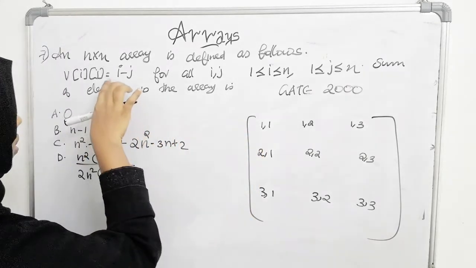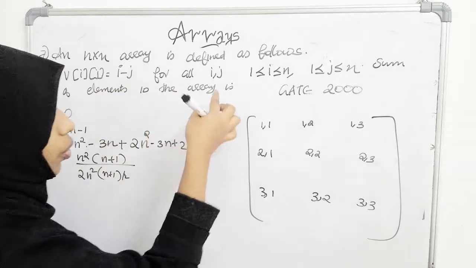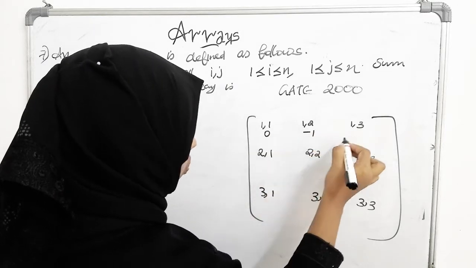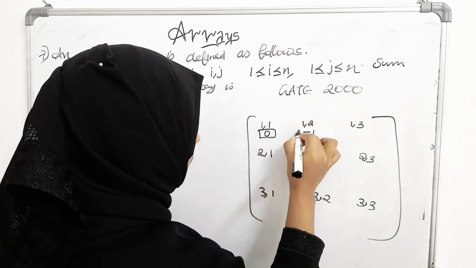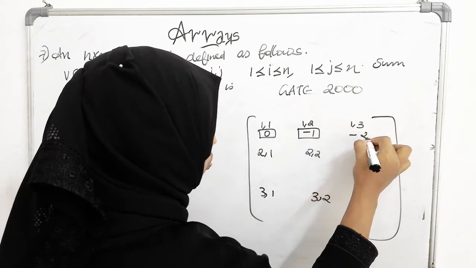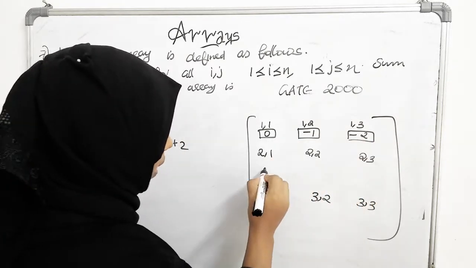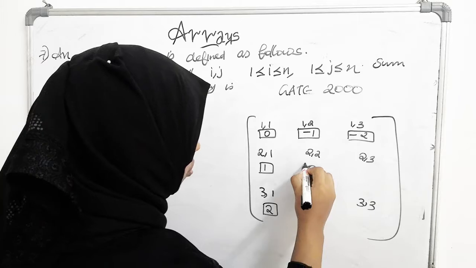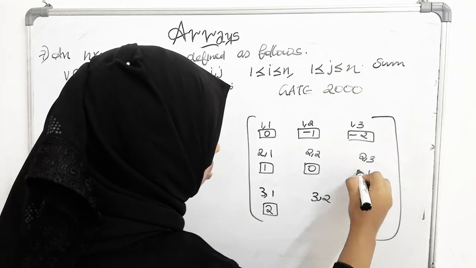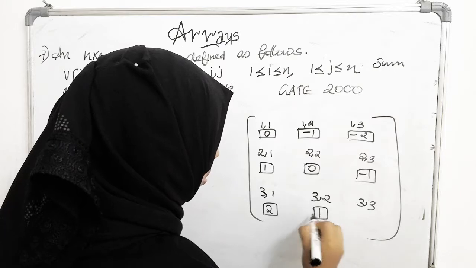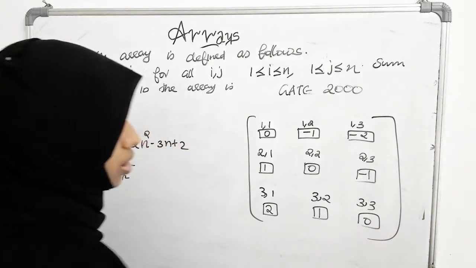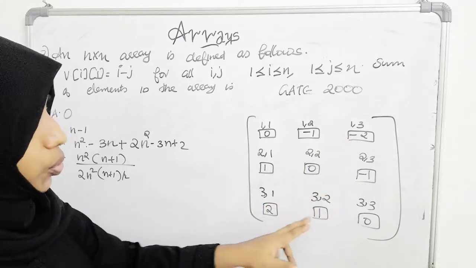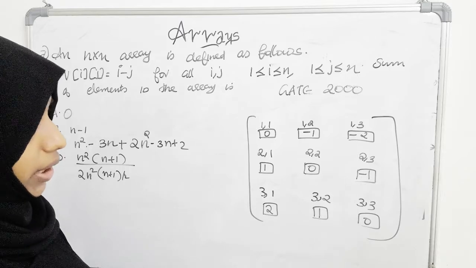So the element V of ij is equal to i minus j for all ij. So 1 minus 1 is 0, 1 minus 2 is minus 1, 1 minus 3 is minus 2. Now 2 minus 1 is 1, then 3 minus 1 is 2. Now 2 minus 2 is 0. Now 2 minus 3 is minus 1. Now 3 minus 2 is 1. Now 3 minus 3 is 0. So these are the elements, that is 0, minus 1, minus 2, 1, 0, minus 1, 2, 1, 0. These are the elements that we are getting.